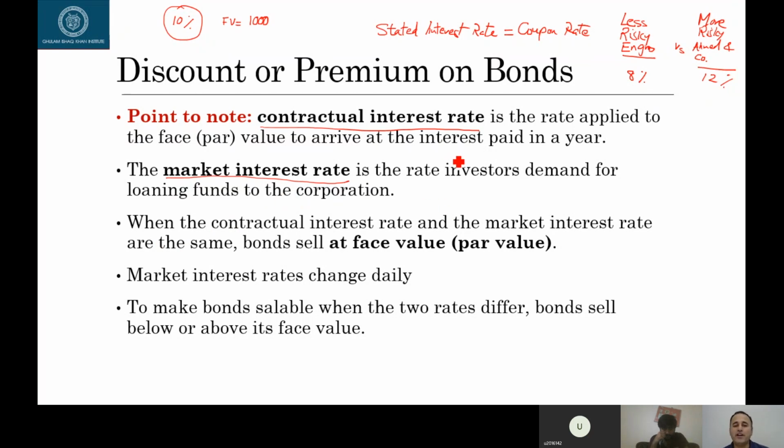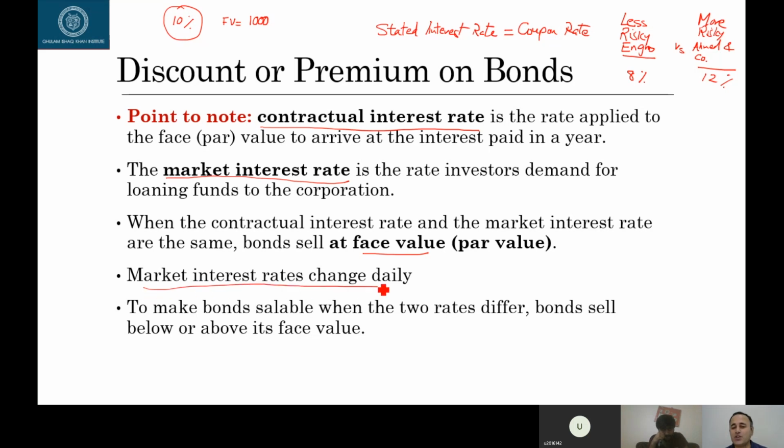Whenever the contractual interest rate, like this 10%, is exactly the same as the market interest rate or the required rate of return, the bond is sold at face value. For example, the bond is paying you as an investor 10%, but you as an investor also need only 10% from that company. So the bond is paying you 10% and you're also happy with 10%. So the bond will be sold at face value, right?